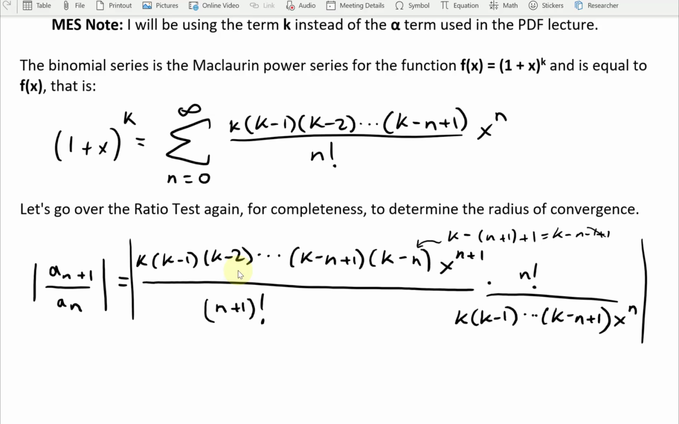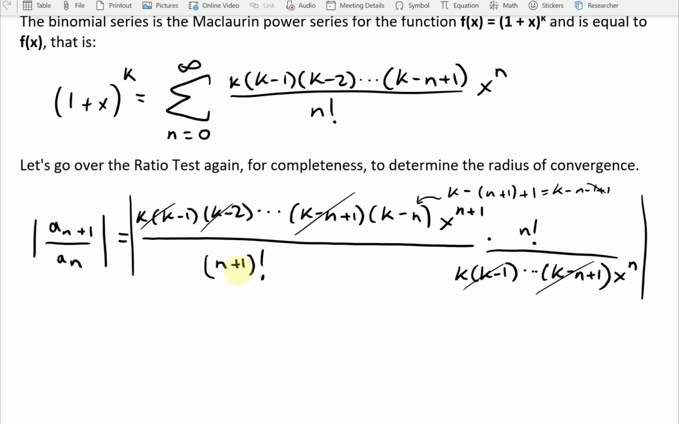Now what happens here is all these terms cancel. These are all the same exact thing. And then this part right here, this is x to the power of n plus 1, divided by x to the power of n.